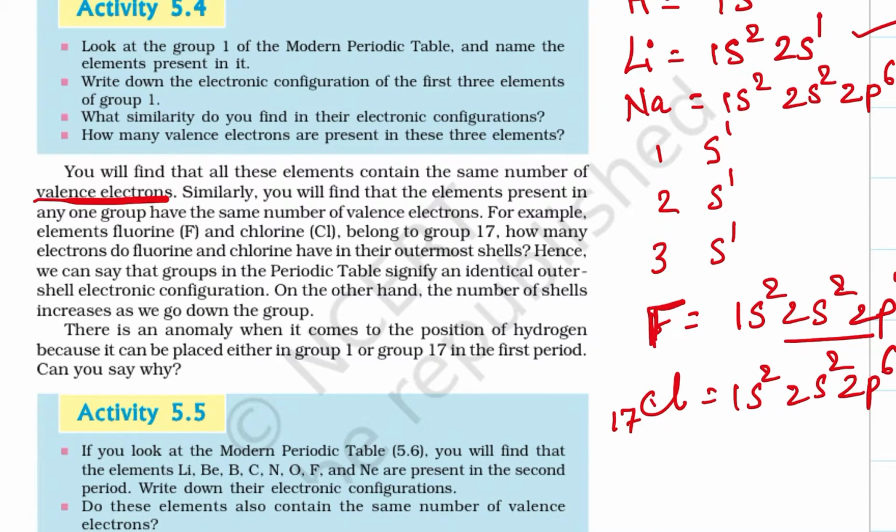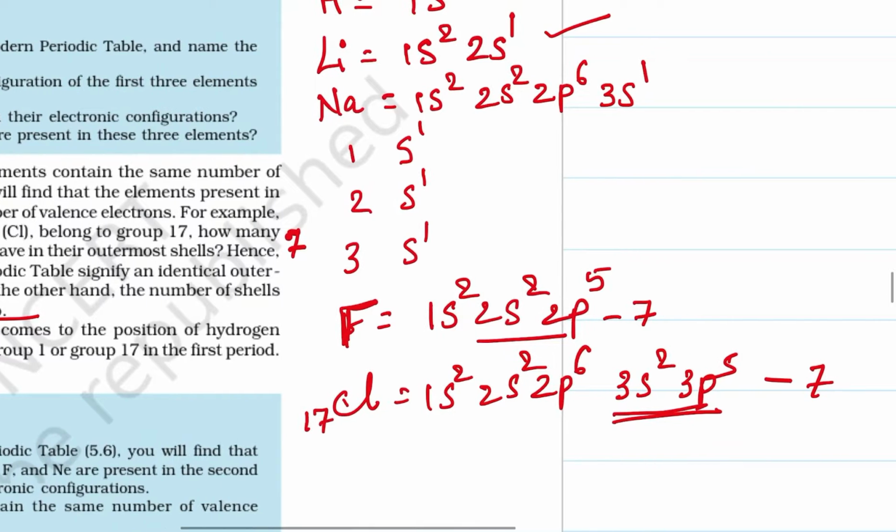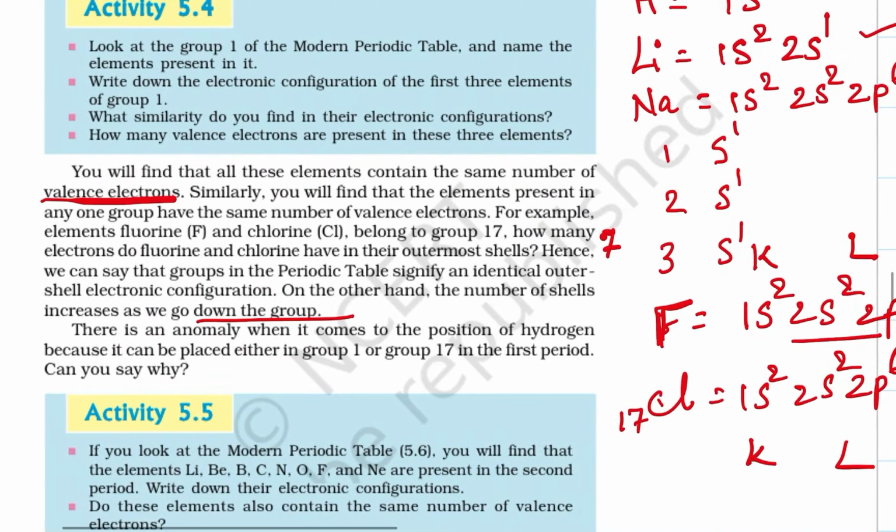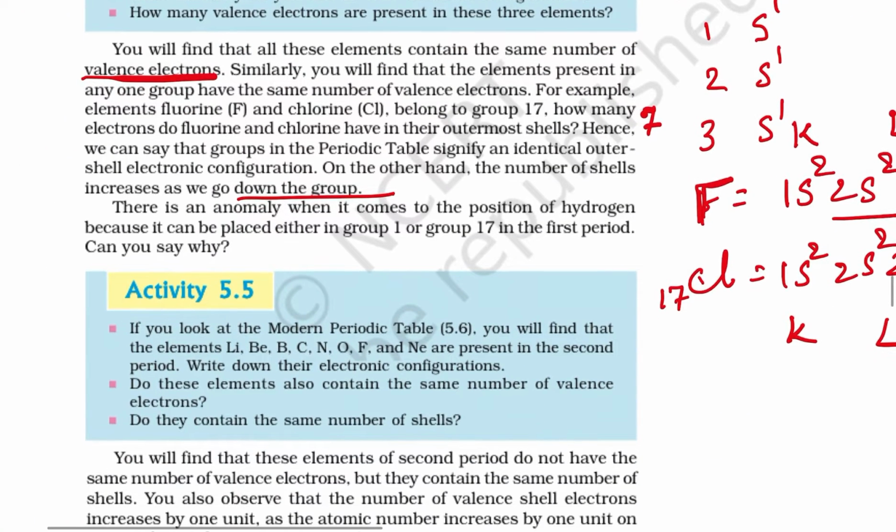So how many electrons are there in fluorine and chlorine in their outermost shell? 7. Hence, we can say that groups in the periodic table signify an identical outer shell electronic configuration. On the other hand, the number of shells increases as we go down the group. As you can see, here it is only having K and L shell, but chlorine is having K, L and M shell. So the number of shells are increasing and valence electrons are remaining same.